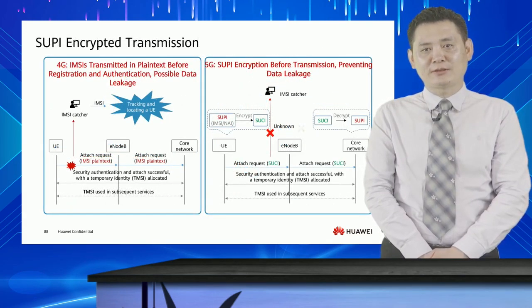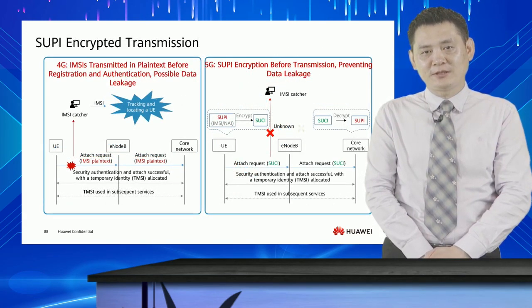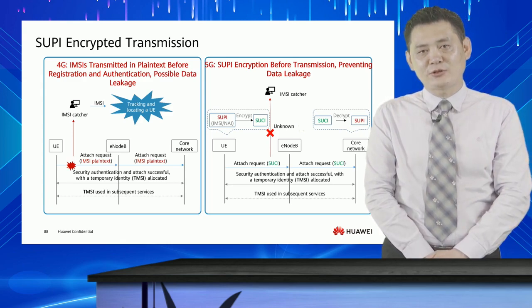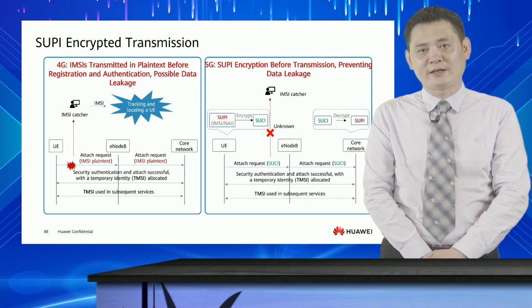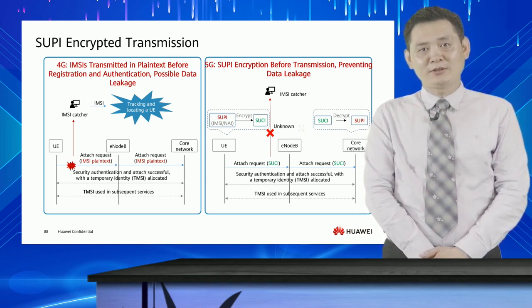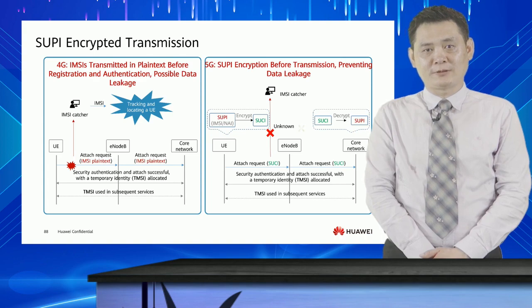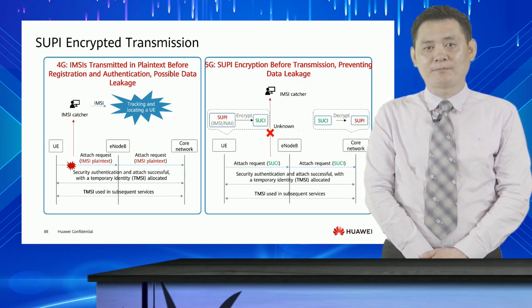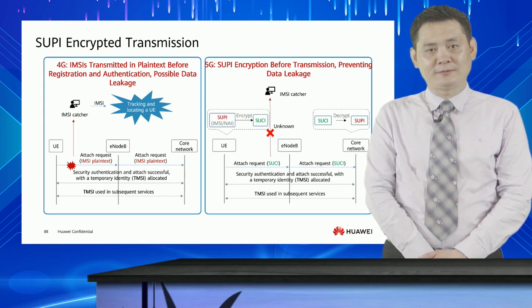The second security technology is SUPI encrypted transmission. What does SUPI mean? It is short for Subscription Permanent Identifier. Before learning about SUPI encryption, let's take a look at this question. How does a network work without SUPI encryption? On 2G, 3G, and 4G networks, the permanent identifier of a subscriber is not called SUPI, but IMSI. IMSI is short for International Mobile Subscriber Identity.